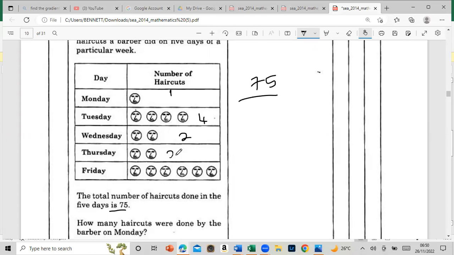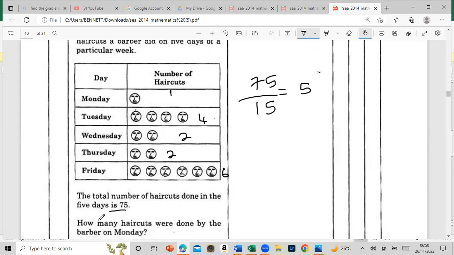Okay, so it's 15. What we're calculating here is what 1 face represents. That would be 3, 4, 5. So it's 5. So 1 face represents 5.